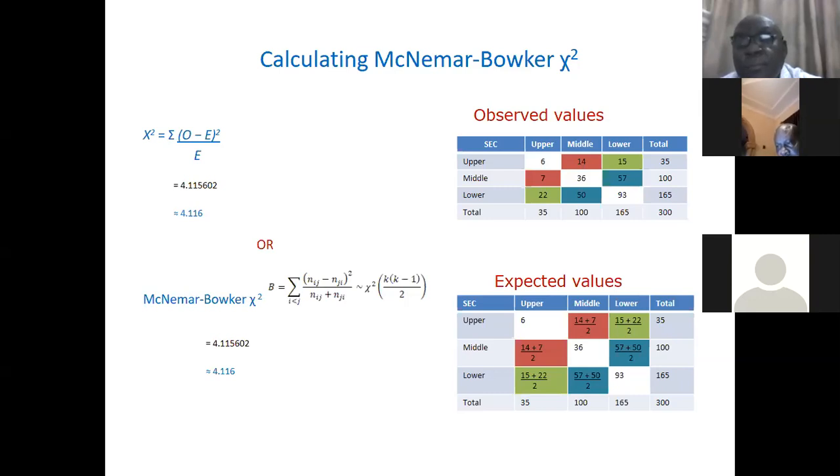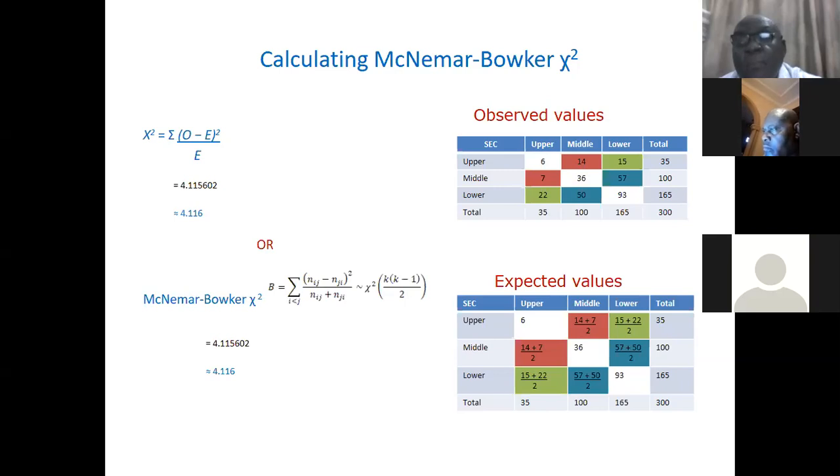But the change is reciprocal. Look at this 14. These 14 are the people that were upper before and became middle. The corresponding group are the people that were middle before and became upper. That's the 7. That's why I painted them the same. Those are the ones that changed.